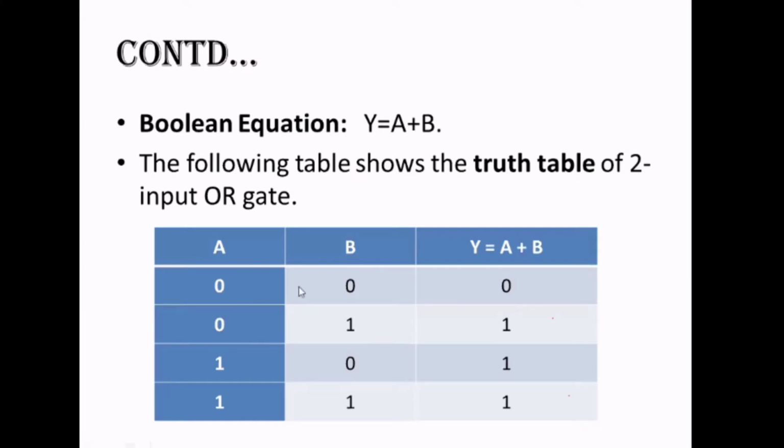No, that is not that. This 0 means this is your low input. This is your low input. And whenever both low inputs are presented, you are getting output also low. So this is how the relationship is expressed in the table. Both the inputs are low, your output is low.